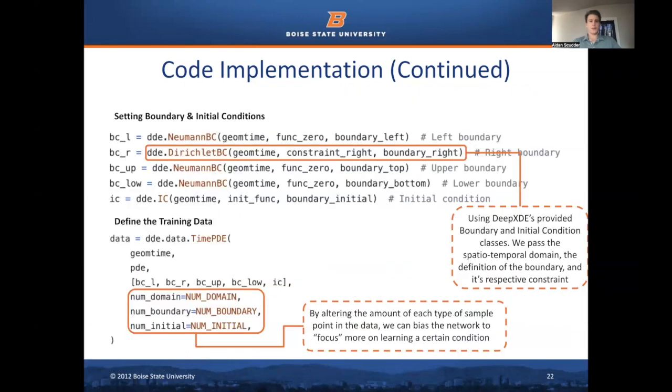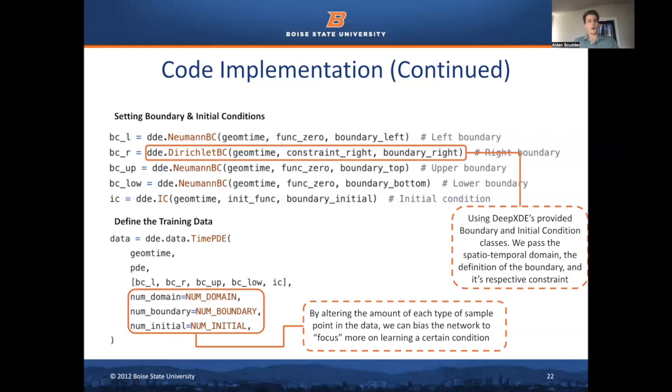Now that we've defined what a boundary condition is and what an initial condition is, and what the constraints on those things are, we can use DeepXDE's provided classes for Neumann and Dirichlet boundary conditions to package that all together and make the conditions for our problem. Using those, we can define the training data that will be used to train the network.